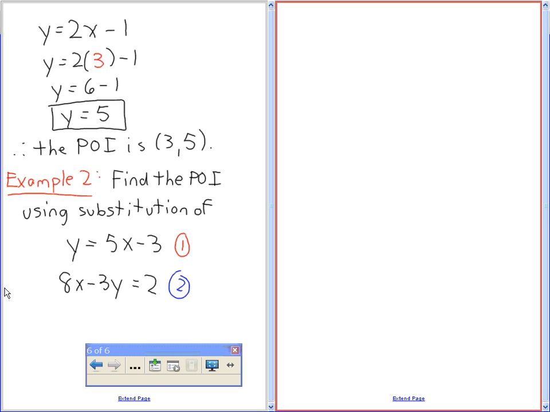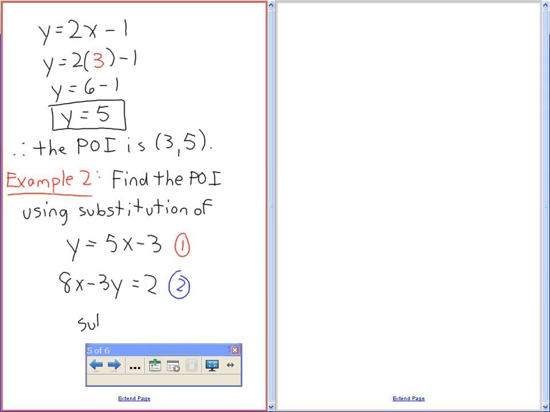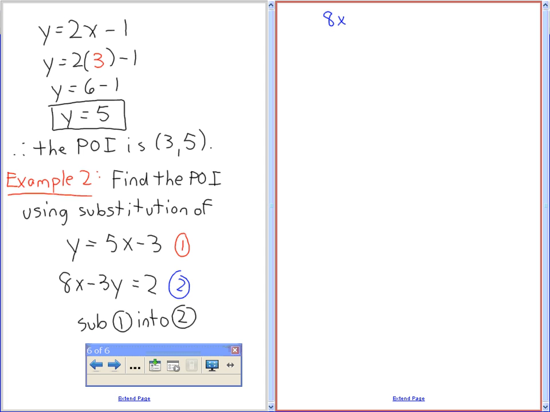The way we're going to do this, as mentioned, is you're going to sub equation 1 into 2. Okay, so what that means is everywhere I see a y in the second equation, I'm going to put a 5x minus 3. Can you tell me, please, Brianna, what I have to write? Okay, good. 8x minus 3, 5x minus 3 equals 2. Okay, so far so good.